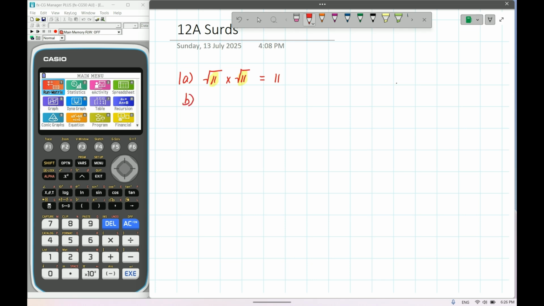Part B. When you multiply square roots, the cool thing is that you can multiply them out inside the square root. So this will become square root 15.